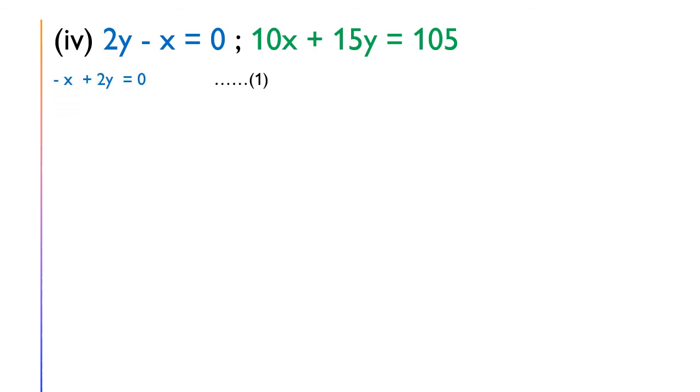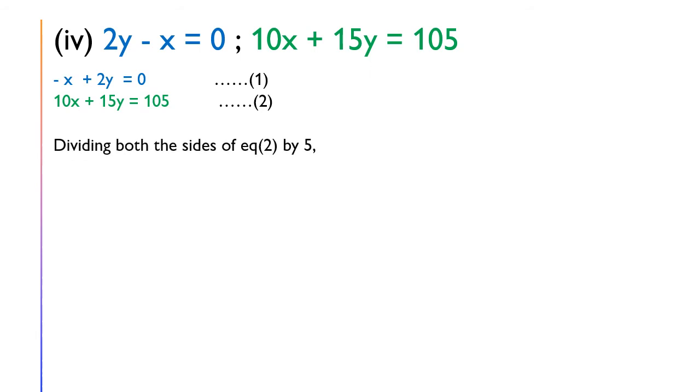Minus x plus 2y is equal to 0. Whenever we are shifting or rearranging, we have to rearrange it with the signs. So minus x I've written first and 2y afterwards, and then 10x plus 15y is equal to 105. But the second equation, 10x plus 15y is equal to 105, is a very big equation, or its numerical values are very high. So we can reduce this. 10, 15 and 105 come in 5's table, right? So we'll reduce this equation by dividing it by 5.